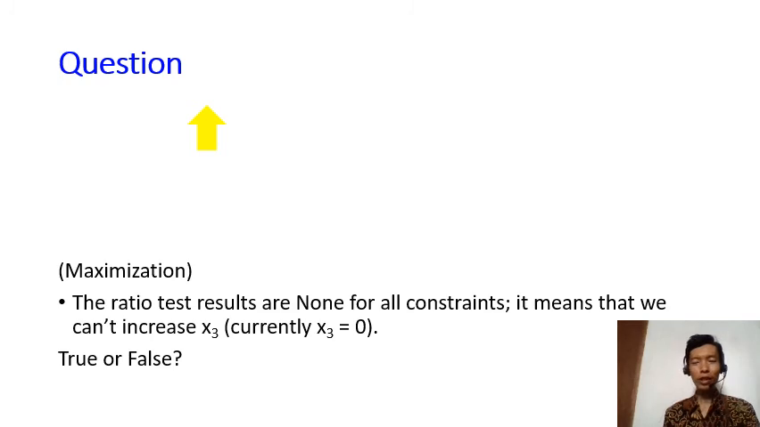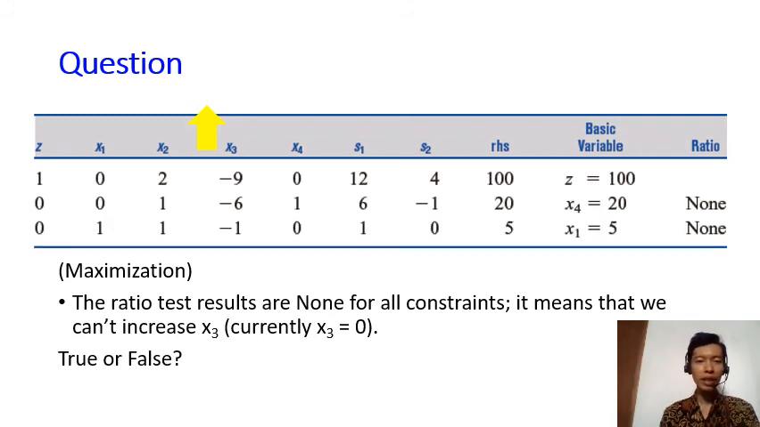Now let me check your understanding with a question. Given a maximization case and given a BFS, this is the statement. The ratio test results are none for all constraints. It means that we can't increase x3, while x3 is currently equal to 0 because it is a non-basic variable. Is this statement true or false? I will give you the answer after the pause on the video.